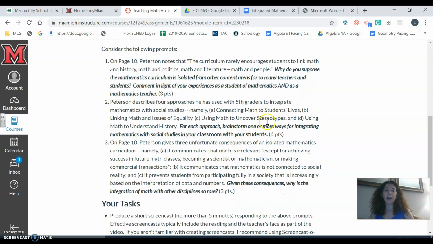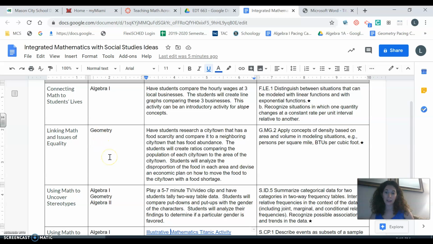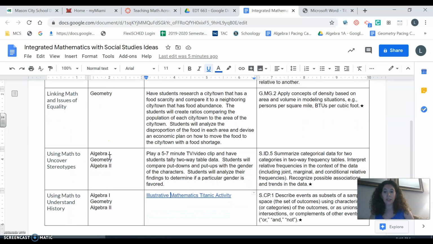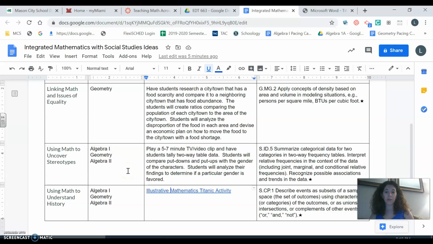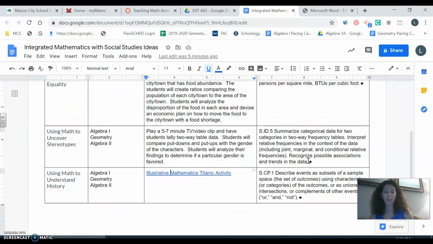So talking about some different activities that I've thought of that would link mathematics to history, I've actually created this chart here. So it'd probably be a good time to pause this video just to look and see different activities I've thought about in terms of connecting math to students' lives, linking math and issues of equality, using math to uncover stereotypes, and then using math to understand history. So again, I would pause this to get a better sense of these activities I've just brainstormed. I've also linked them to at least one Ohio State standard.